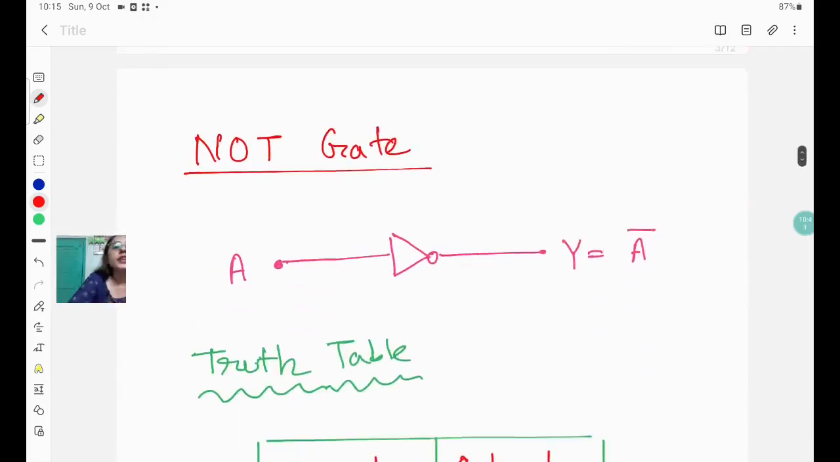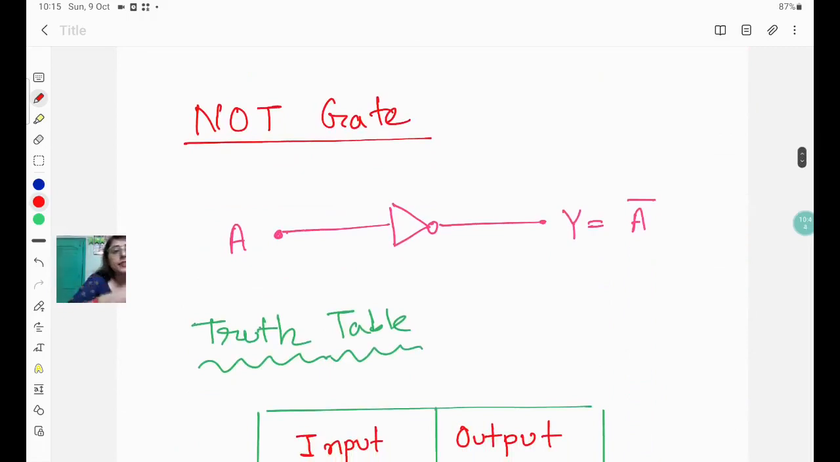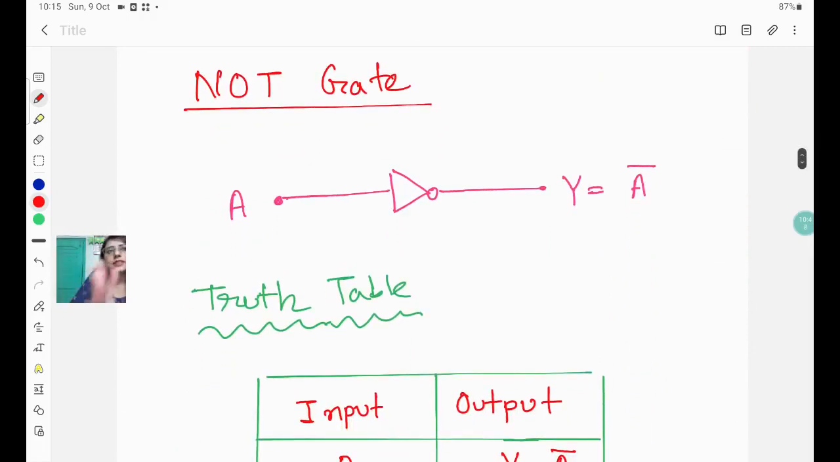Okay, and the final one is the NOT gate. This is the basic building block, the last basic building block. Well, NOT gate is basically a gate by which we are just complementing the input. That is, if we are giving A, we will get A bar in the output. That is, if we give 1, the output will be 0, and if we give 0 in the input, the output will be 1.